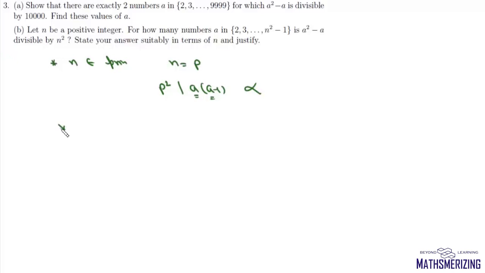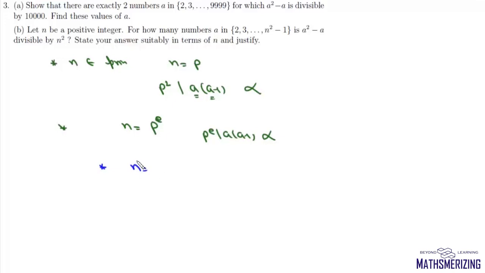Now we get the same scenario if n is not prime, but it is some power of a prime, suppose p to the power e. In that case also, if p to the power e divides a into a minus 1, then either a is 1 or a minus 1 is 1, which again is not possible. So this n cannot be a prime number or some power of a single prime. So this n must be a composite number.